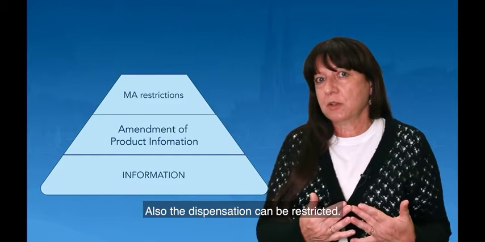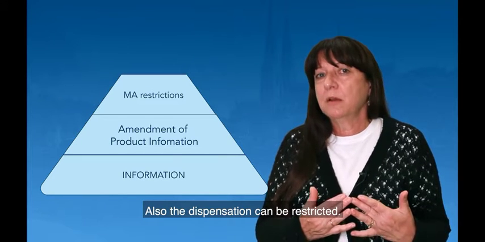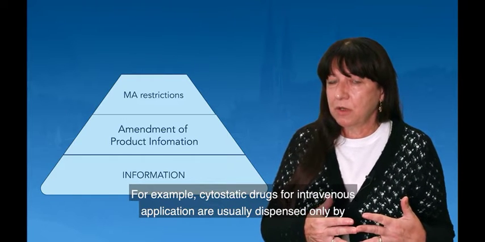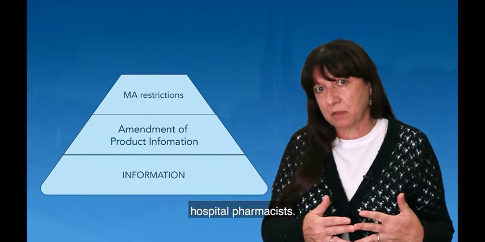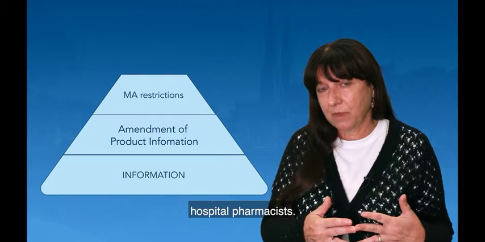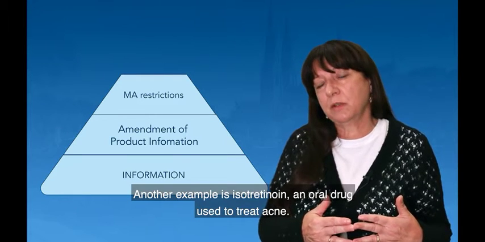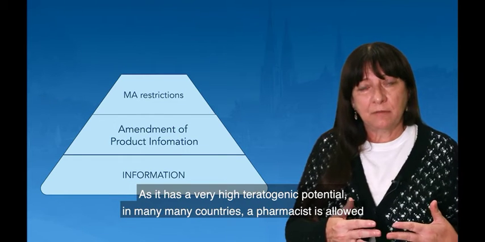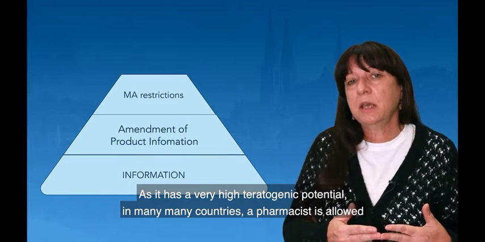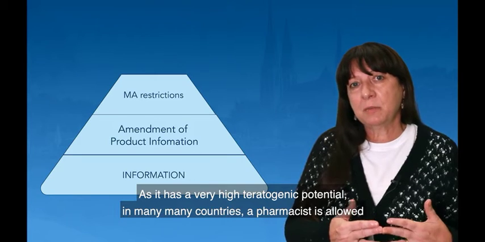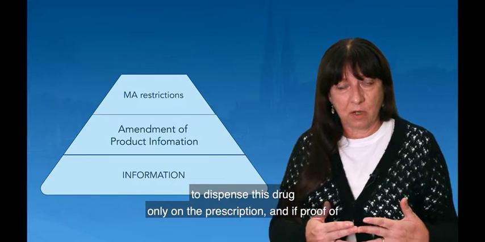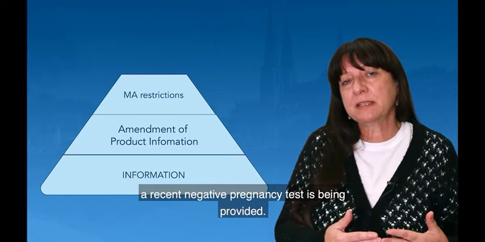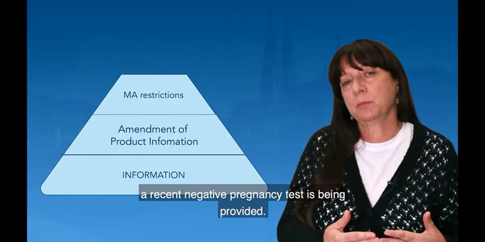Also, the dispensation can be restricted. For example, cytostatic drugs for intravenous application are usually dispensed only by hospital pharmacies. Another example is isotretinoin, an oral drug used to treat acne. As it has a very high teratogenic potential, in many countries, a pharmacist is allowed to dispense this drug only under prescription and if proof of a recent negative pregnancy test is being provided.